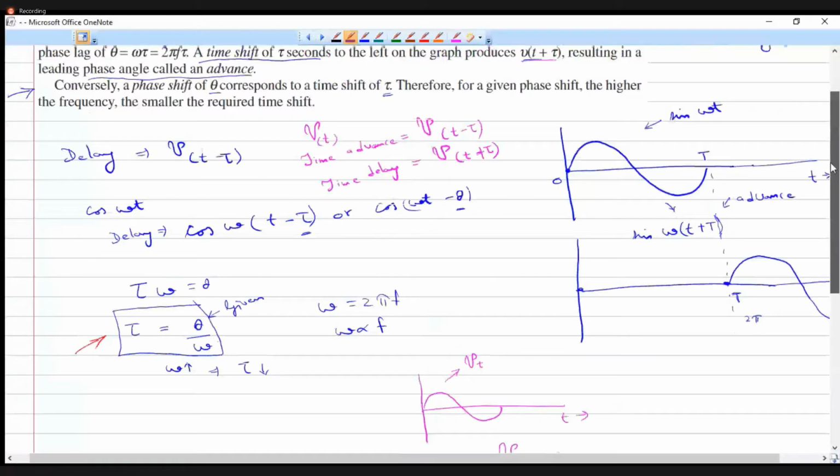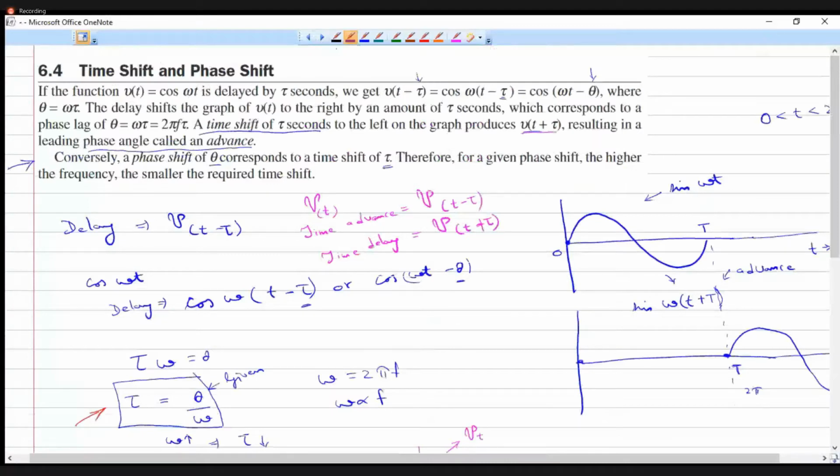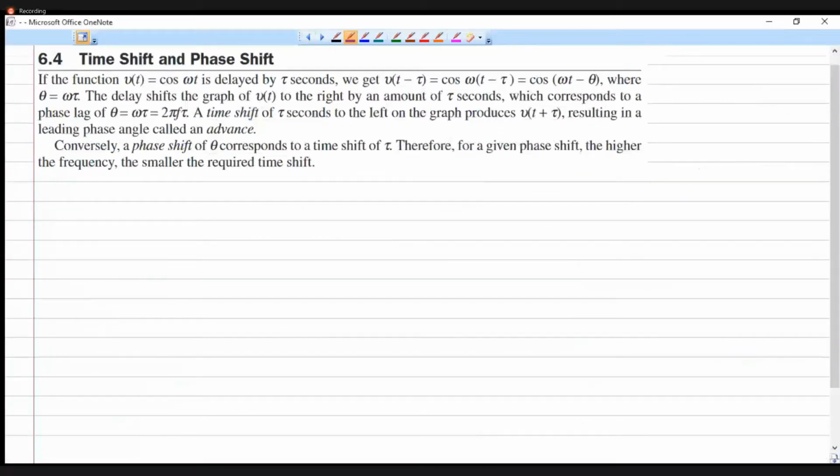After that, we saw what is meant by time shift and phase shift. So we can shift a signal in the time domain as well as in the phase domain. For example, I have a sinusoidal function, let me call it A sine theta. Here A is the amplitude, so that the signal is oscillating between plus A and minus A.